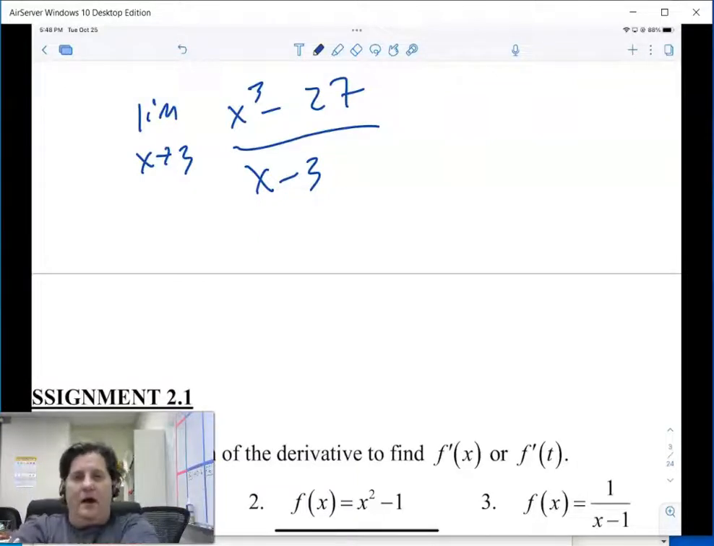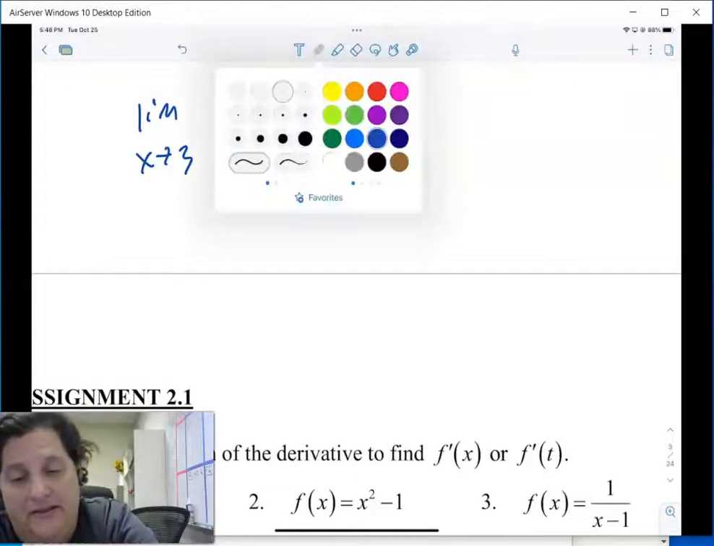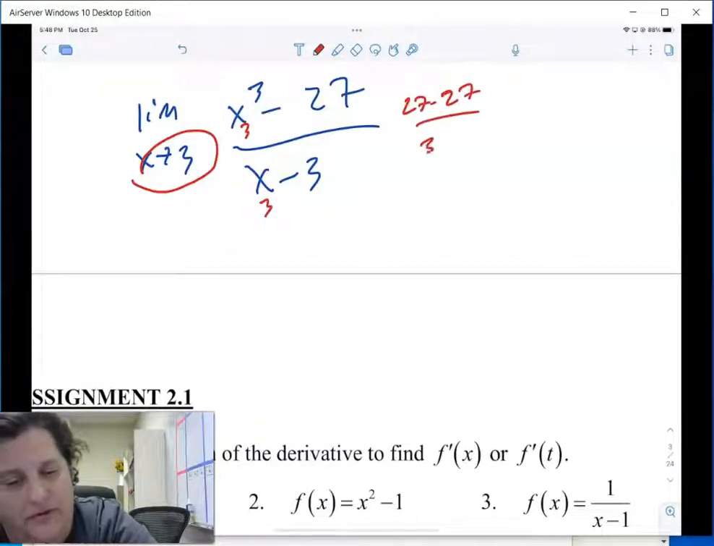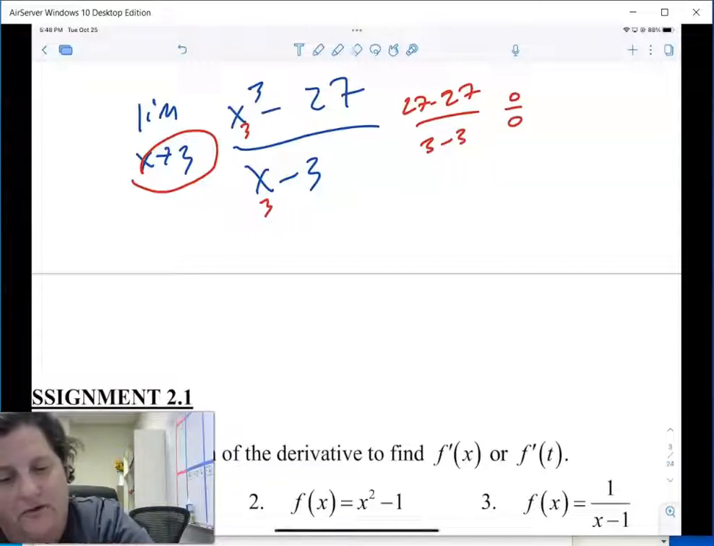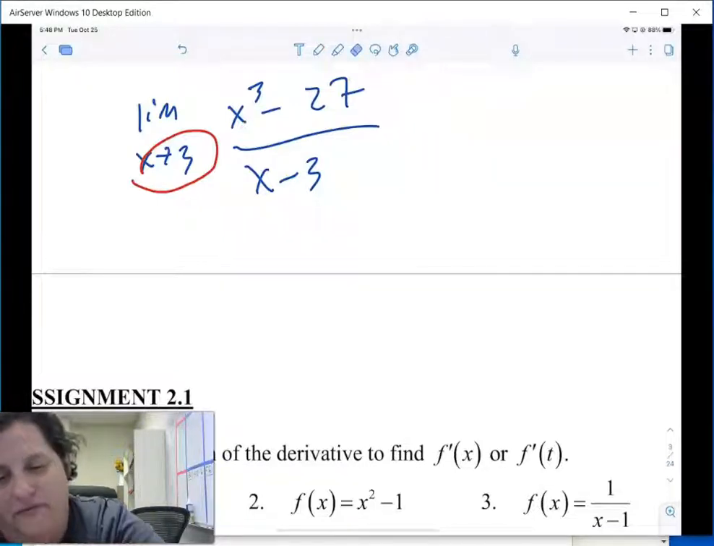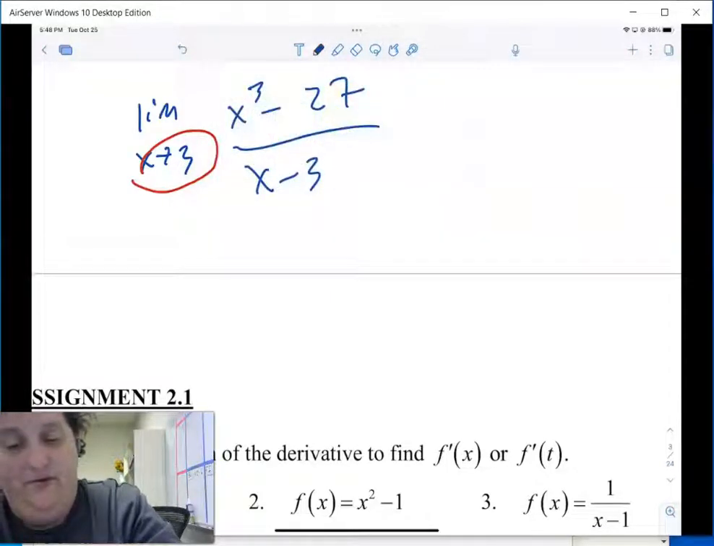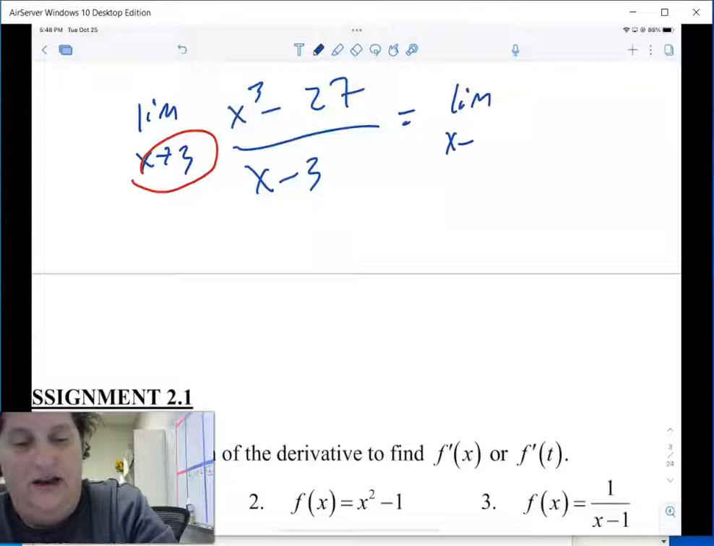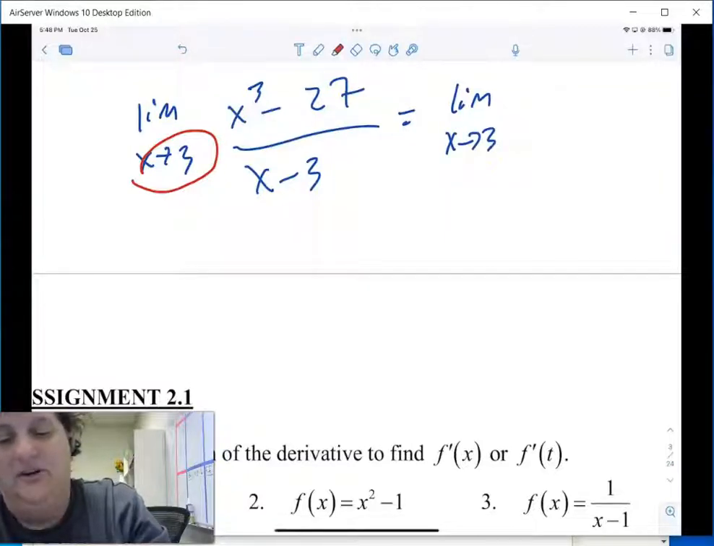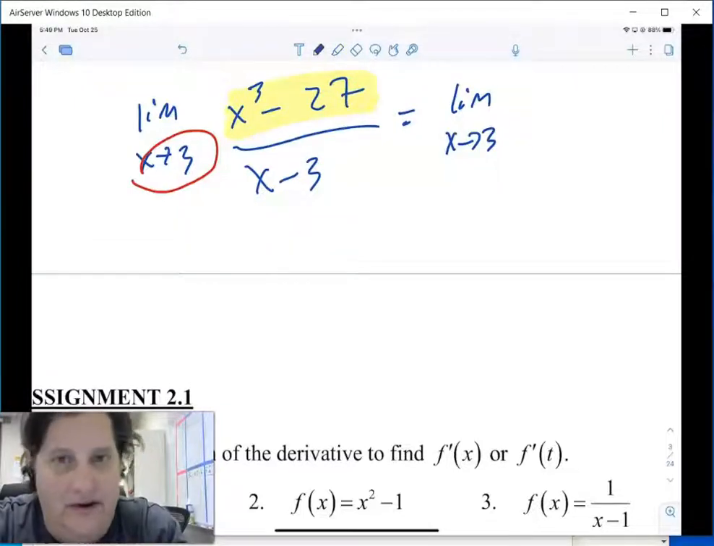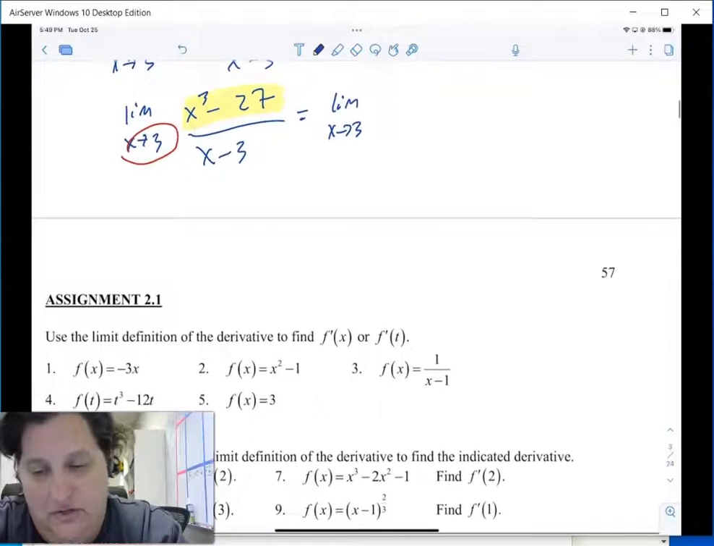All right. When I go to plug it in, because anytime we have a numerical limit, we plug it in, I get 27 minus 27 over 3 minus 3. I get 0 over 0, which means I have to factor it. I don't know if you guys remember this, but we talked about it, I think on one of the very first days of school. We talked about how to factor a difference of cubes. I'm pretty sure we did. It's a pattern. You just have to memorize it. If you don't have it memorized, I mean, it doesn't show up a ton.